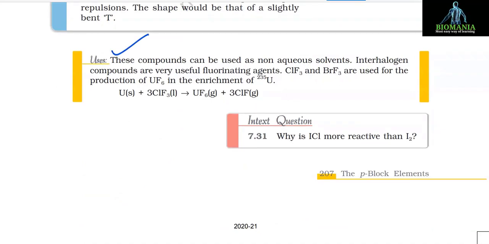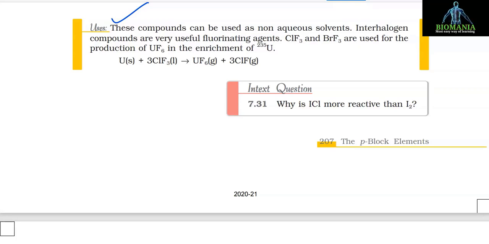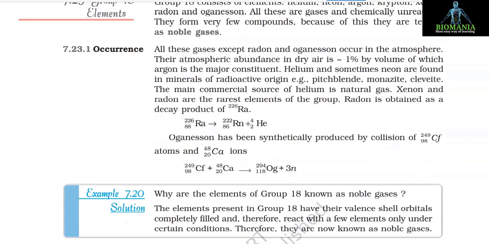Uses. These compounds can be used as non-aqueous solvents. Interhalogen compounds are very useful fluorinating agents. ClF3 and BrF3 are used for the production of UF6 in the enrichment of uranium-235. U + 3ClF3 gives UF6 + 3ClF.